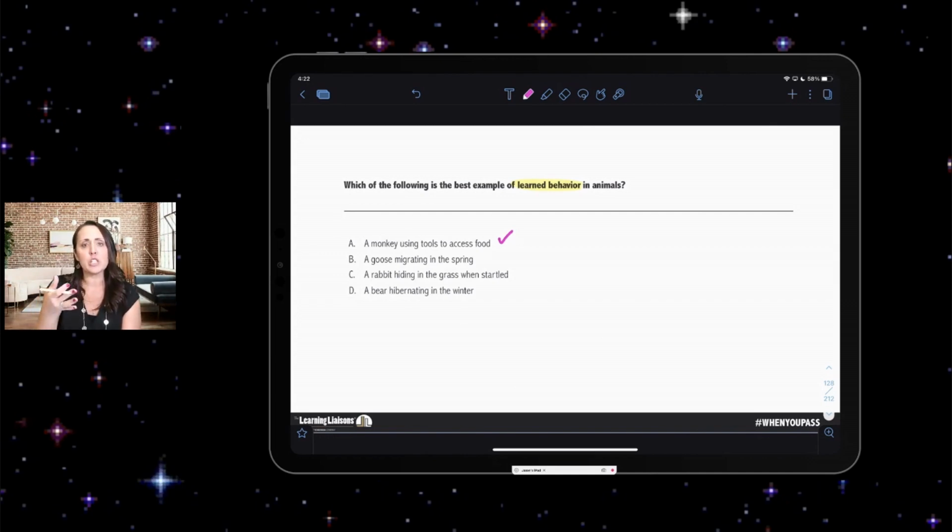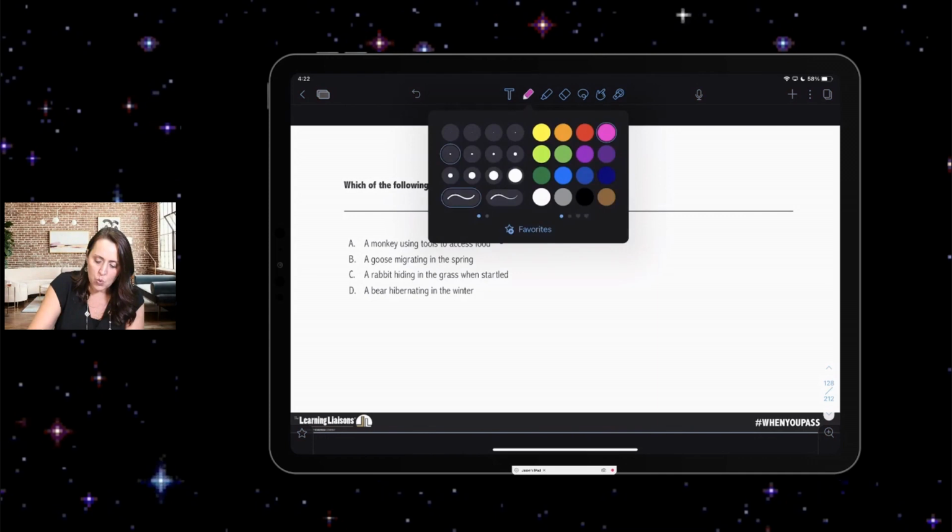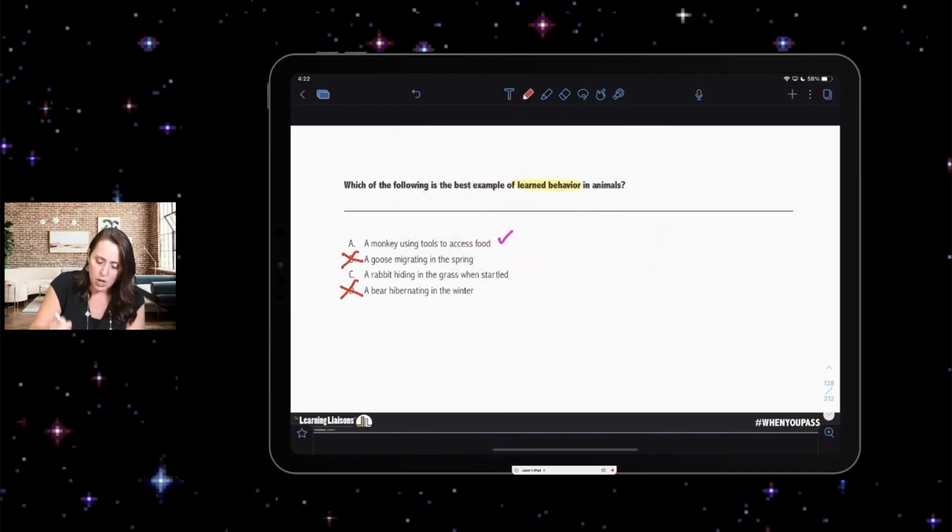So a goose migrating in the spring. Let's use that same idea with the bear. In this one it is the changing of the seasons. The goose also is going to want to change its location. So I'm going to say for each one of these two, no and no. Let's talk about the rabbit hiding in the grass when startled. Animals know about predators, and that is just what they know to do. Because that is something they know they have to do, it is modeled. They do watch it, but it's not something that is taught to them. It's innate with them. So in this case, I'm going to venture to say C is not going to be my answer option. A learned behavior would be a monkey using tools to access food.